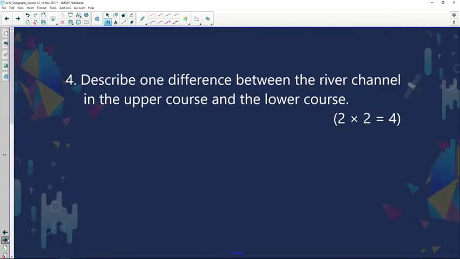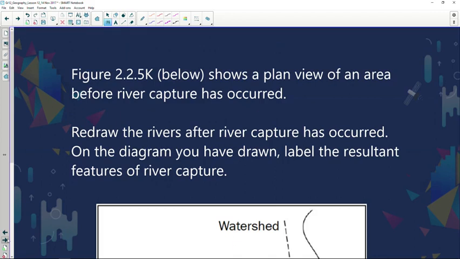Now let's quickly look at the questions that follow. Figure 2.2.5k shows a plan view of an area before river capture has occurred. Now let's move back to this term river capture. When we discussed this, it is when one river steals water from another river. We also call it stream piracy.